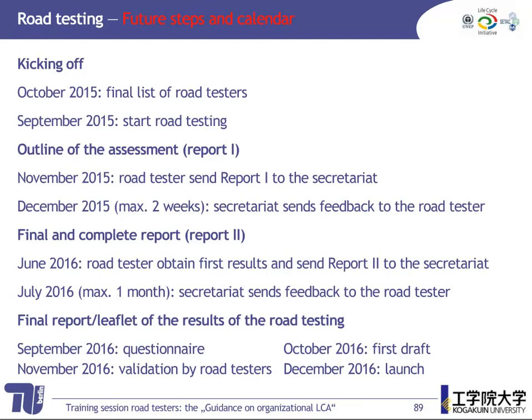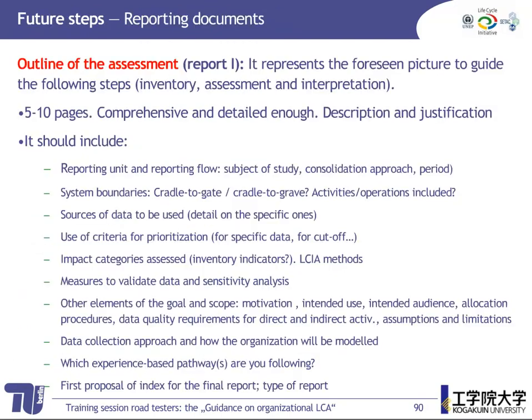So we will have 3 main steps after the kicking off of today. First of all, the first report that I explained to you that would present a first idea of how you are going to map your organization. In this document, we expect you to make first definitions of the scope and of the goal, also to explain which is the reporting organization that you think better fits your assessment, the reporting flow, the system boundaries. Also start thinking on how you are going to model data collection, if you think that a bottom-up or top-down approach will be better for you.